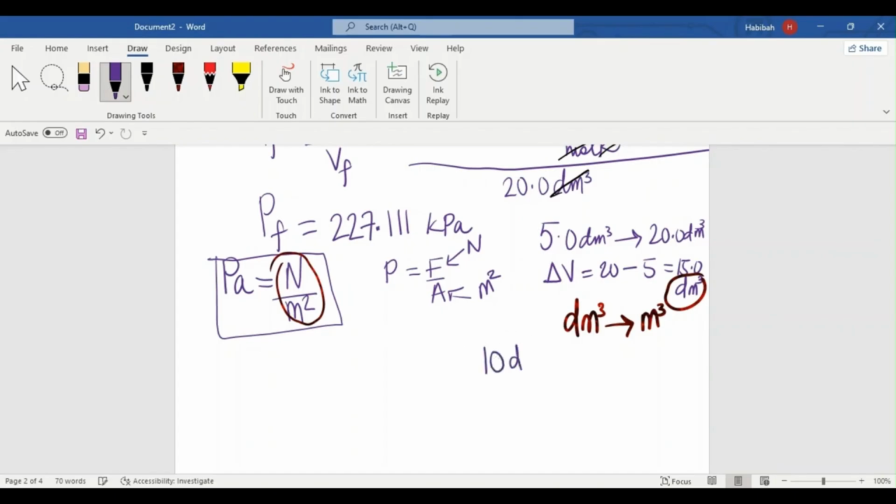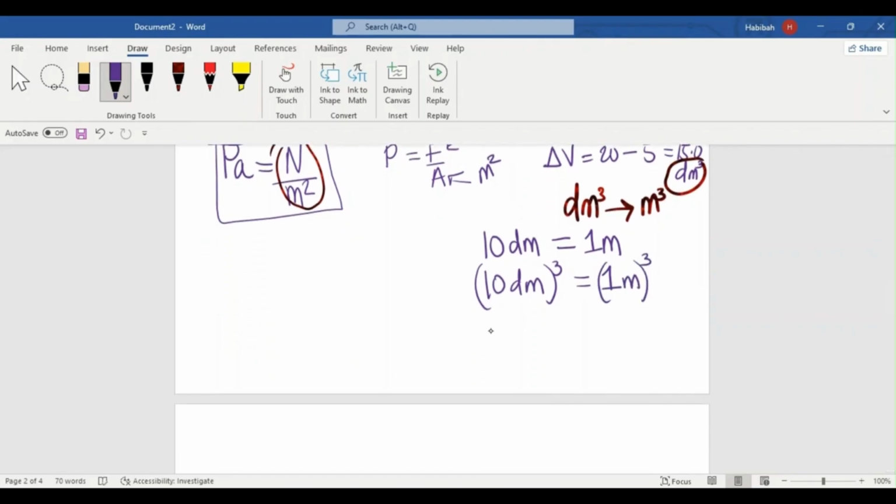So 10 decimeter is the same thing as 1 meter. Hence, 10 decimeter all cubed is going to be equivalent to 1 meter all cubed. So doing the math, we'll see that 10 times 10 times 10 is just 1000. Dm times dm times dm is dm cubed. 1 times 1 is 1. Meter times meter times meter is meter cubed. So what this is telling me is that for every 1 meter cubed, we've got 1,000 decimeter cubed.